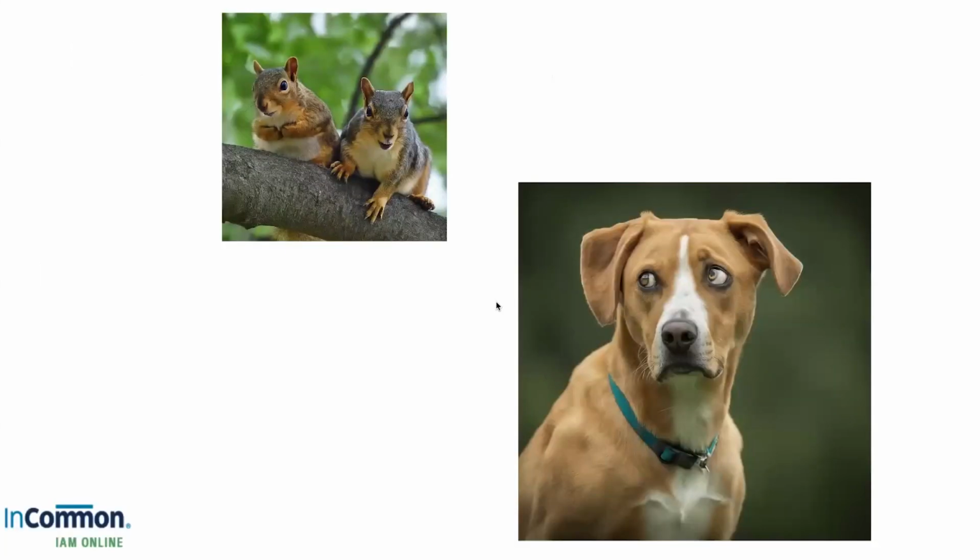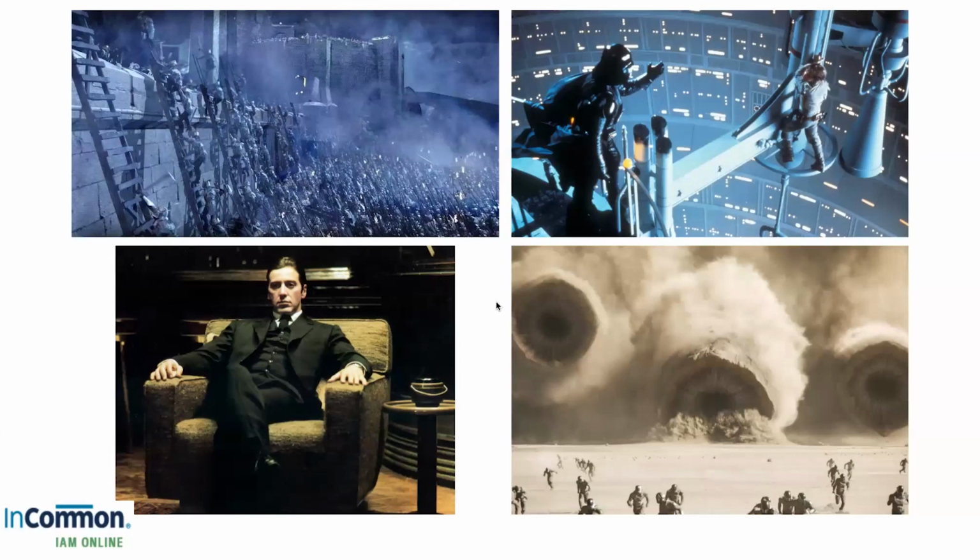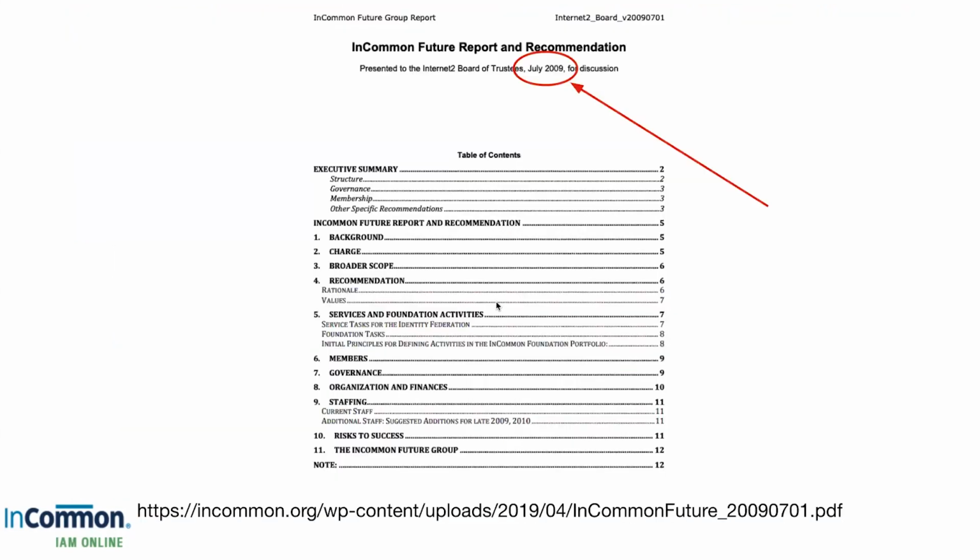But you may be asking, if there's a Futures2, maybe there was at some time a Futures1. All good part ones have a part two, and we're here to talk to you about part two or Futures2. But there was a Futures1 report. We just didn't call it that. We just called it the InCommon Future Report and Recommendation, which was published in the summer of 2009.